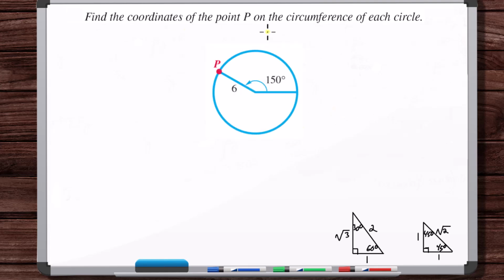Find the coordinates of the point P on the circumference of each circle. Okay, what they're saying is we can look at the general definition. The idea of a circle is that you're going to go into calculating trig functions, but you're going to choose the same radius every time. So in chapter 1, we were given points, so we had to go by what the point was. But there were some questions where we were given the equation of a line.